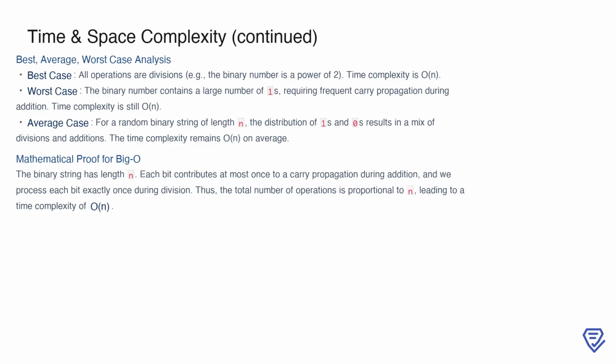This balanced distribution keeps the time complexity O(n) on average. Mathematically, since each bit is processed at most once for either division or carry propagation, the total number of operations is directly proportional to n. This confirms the time complexity is O(n).